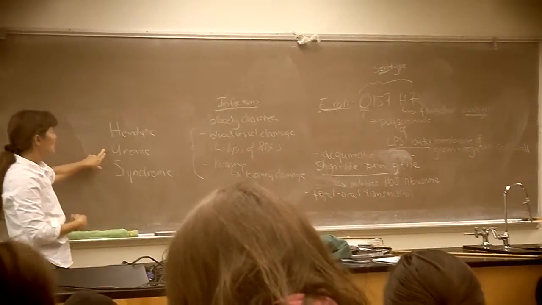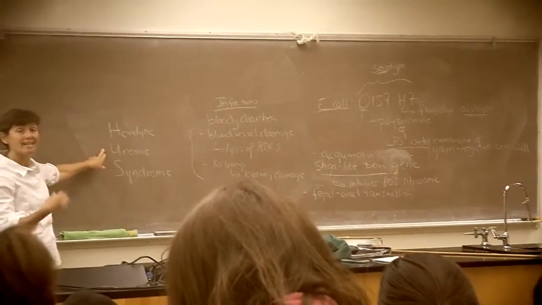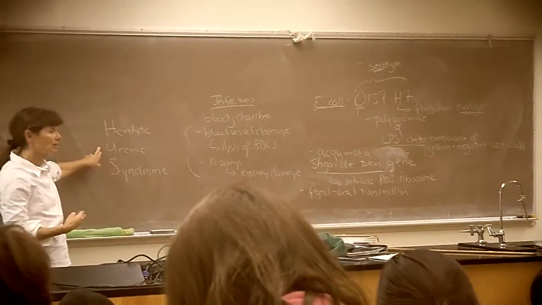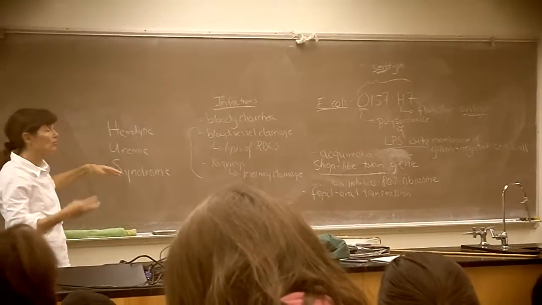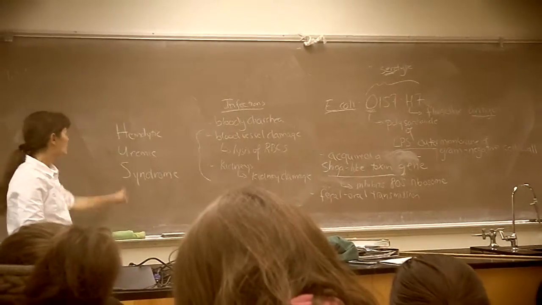Uremic means high levels of urea in the blood. That's an indicator your kidneys aren't functioning well. It's suggesting kidney damage. That syndrome, again, we have multiple things going on. This can be fatal.